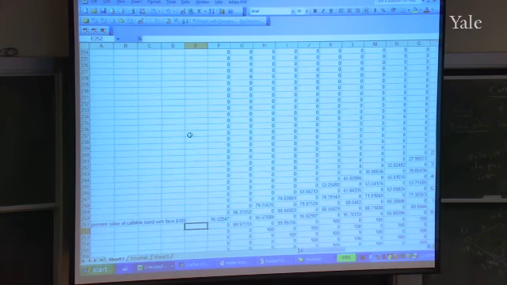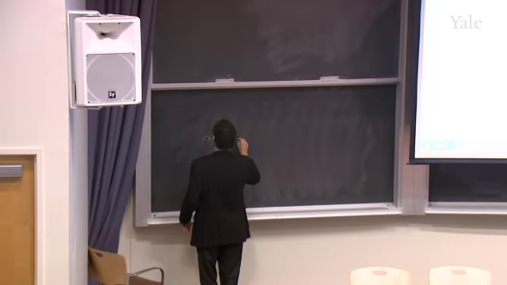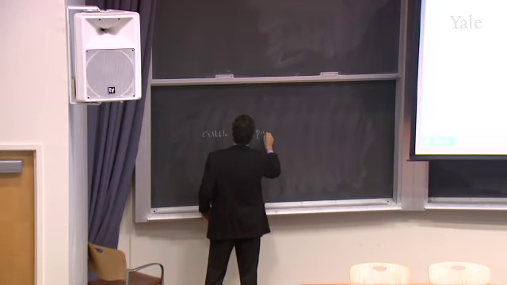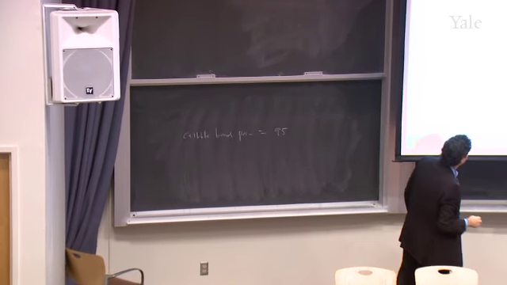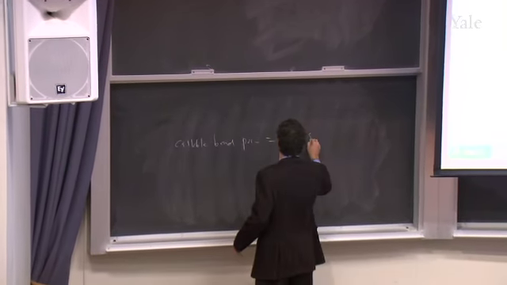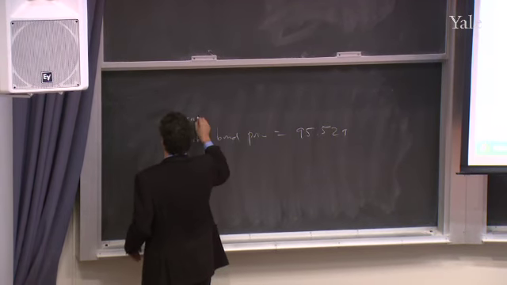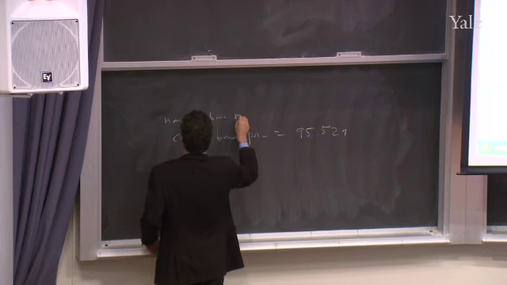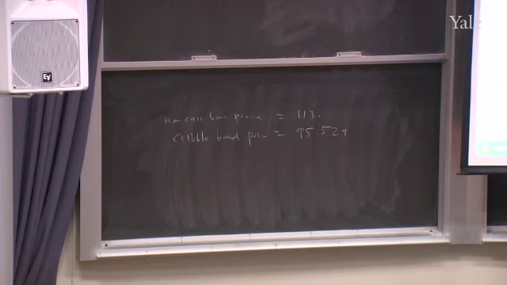So let's write those down, in fact. So the callable bond is $95.529, okay, and non-call was 113 point something, which I forgot already.